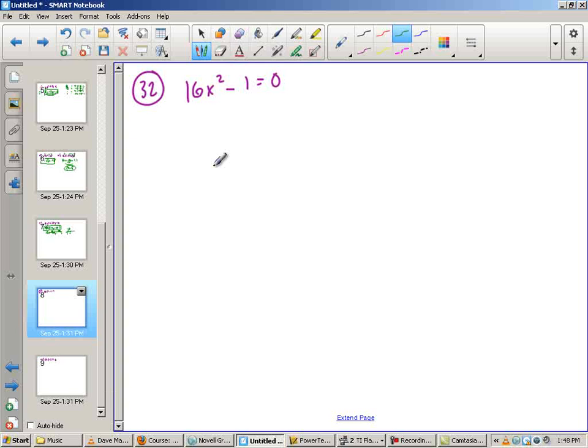If we go to number 32, again, we're just trying to factor and find the values of x that would work. Notice that 16 is a perfect square and 1 is a perfect square. So that tells me this is a difference of squares. So I'm going to say this is 4x plus 1 minus 1 equal to 0.